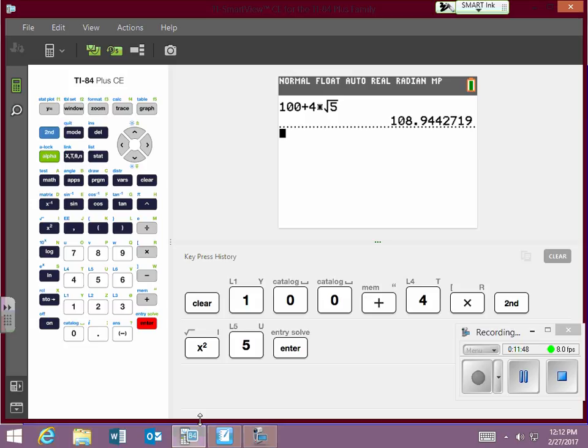This is B. This is 108, should be right. 109 is what they're saying it is.